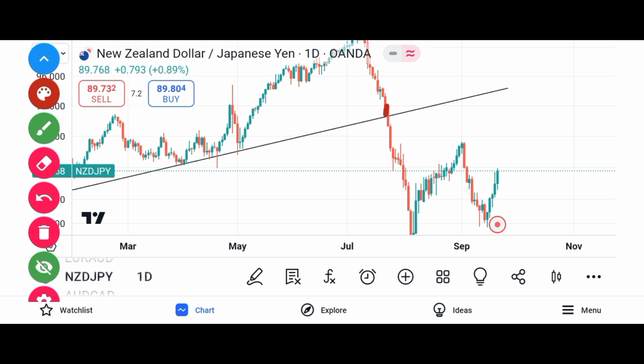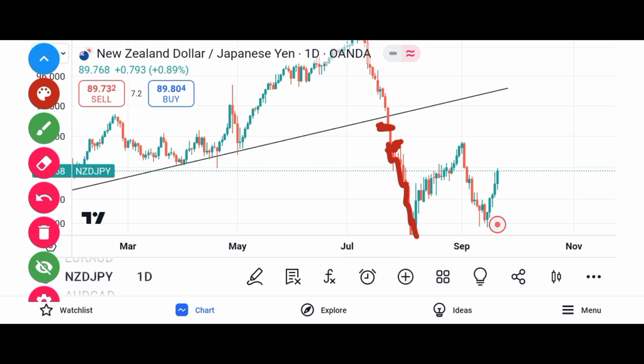After this breakout, what happened? We could have entered the trade at the opening of this candle, and we are looking to catch this candle and leave. Why? Like I told you, if you want to, you can decide to hold the trade for long. Now, this is an example of when the trade actually goes far.